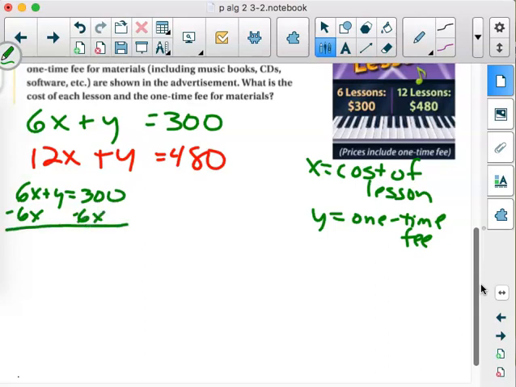Again, it doesn't matter which one you do. I just picked the top one as the one I wanted to work with. There it is. And I realized, well, that's solved for Y, and I haven't used the other equation yet. So I'm going to substitute this right here in the red one.